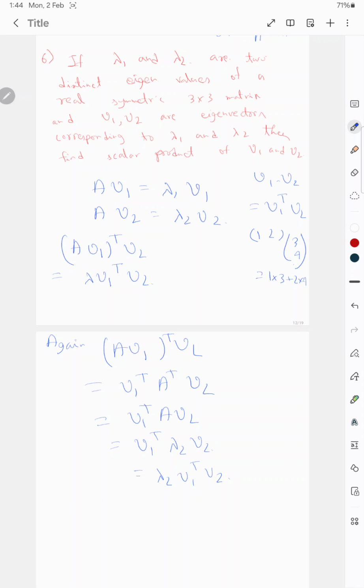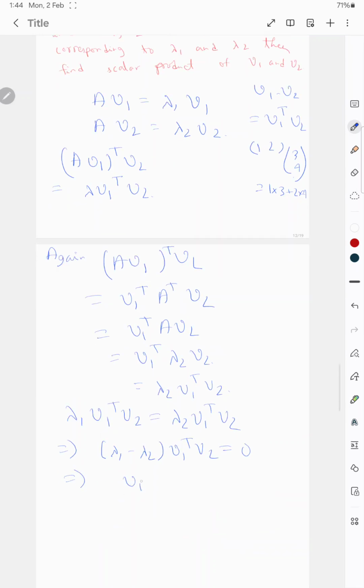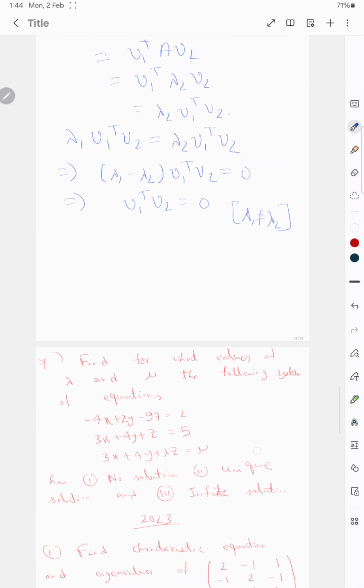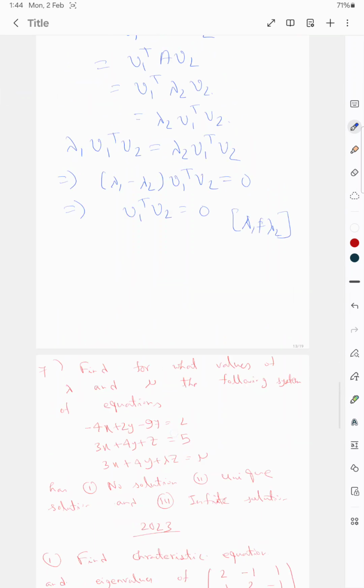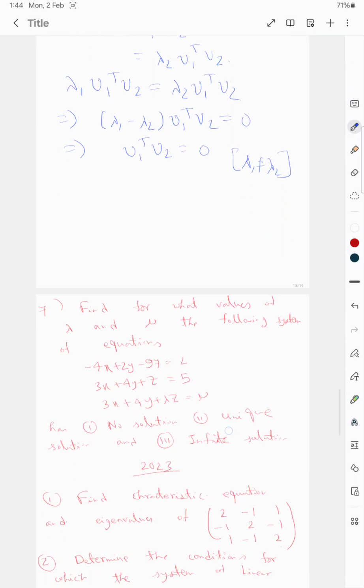Now you see both are the same, so you can have lambda 1 v1 transpose v2 equal to lambda 2 v1 transpose v2. So from there you have lambda 1 minus lambda 2 into v1 transpose v2 equal to 0. So v1 transpose v2 equal to 0, since lambda 1 is not equal to lambda 2, right? So this is also an easy question. So this is your 6th one. Now 7th one.